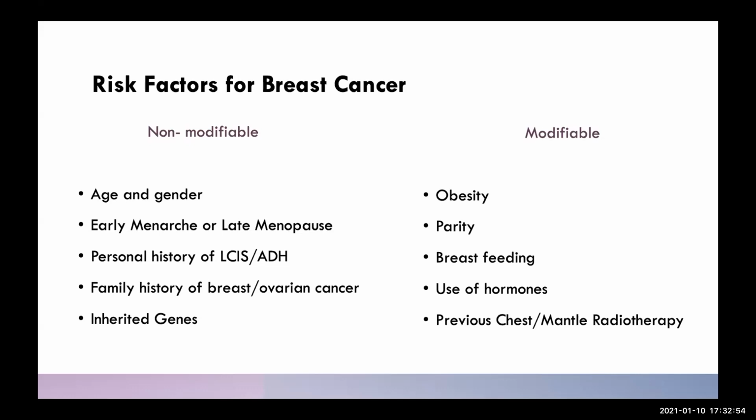On the other hand, there are some modifiable risk factors such as obesity, parity. Nulliparous women are at a higher risk of developing breast cancer, or the ones who've had their first full-term pregnancy after the age of 30. Breastfeeding is protective. Use of hormones, either in the form of oral contraceptive pills or HRT, does increase the risk of breast cancer. Or those women who've had previous chest wall or mantle radiotherapy for lymphoma, their risk of developing breast cancer is higher as compared to the average population.